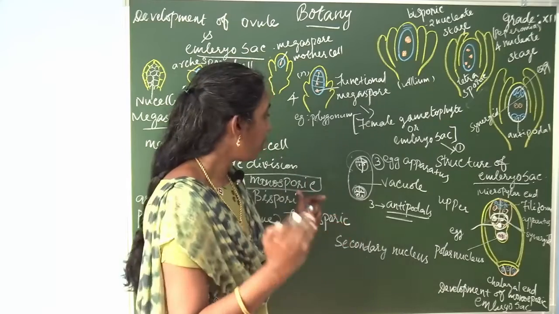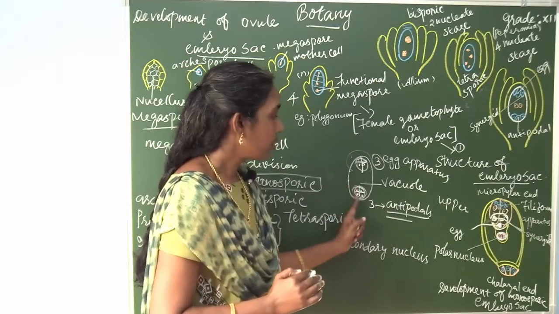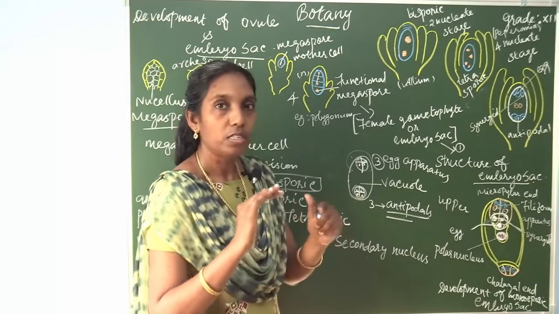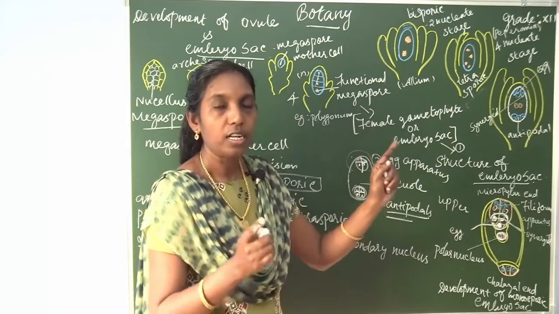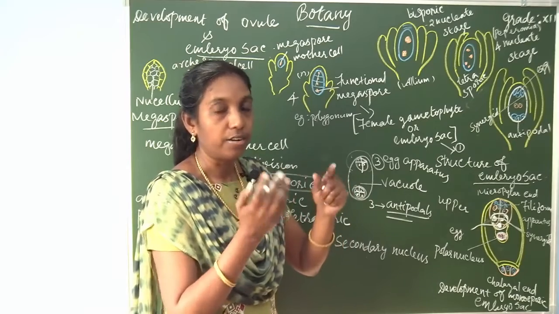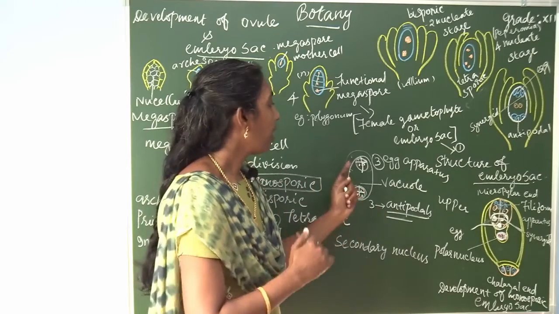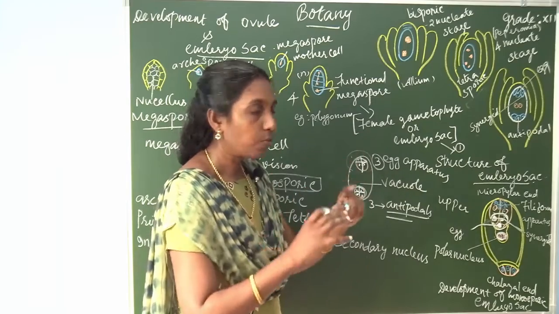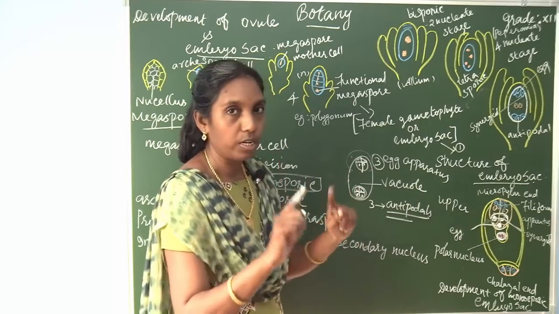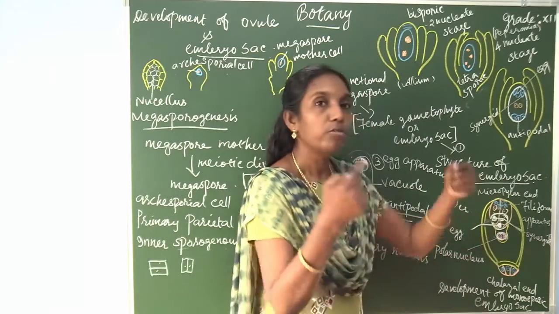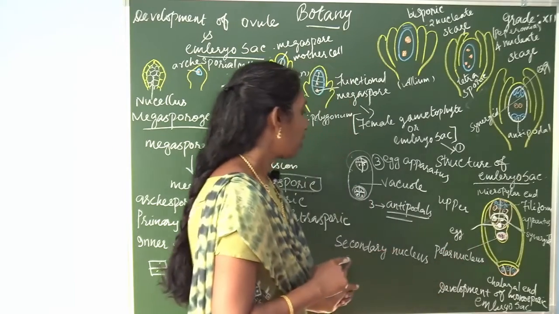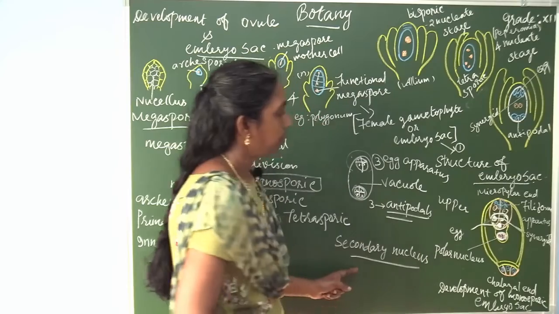How does it develop? The polar nuclei develop from these divisions. When the megaspore undergoes division, first it forms two cells, then these two cells divide twice, and it forms four. Among these four, three become the egg apparatus and antipodals. The remaining one forms the polar nuclei. Now these two polar nuclei fuse together and form a secondary nucleus.